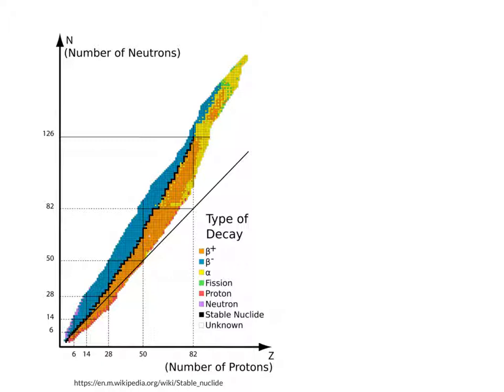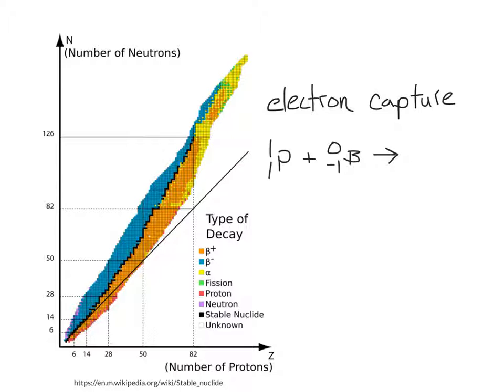The final example of a nuclear reaction that we'll look at in this video is electron capture. In electron capture, a proton reacts with an electron and those two particles are transformed into a neutron. This typically happens with a 1s electron, so a core electron that's very close to the nucleus.